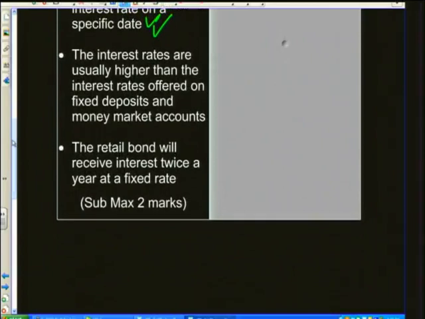The interest rates are usually higher than the interest rates offered on fixed deposits and money market accounts. Right. So it's a lot more competitive than if we were just putting our money into a fixed deposit account. They're giving us a higher interest rate, right? Remember, one of the important things to look out for is to make sure that the interest you're earning on your money is higher than the inflation rate. Because if your money is growing slower than inflation, it's actually losing value, which is not what we want, right? We're not going to be able to grow our money that way.